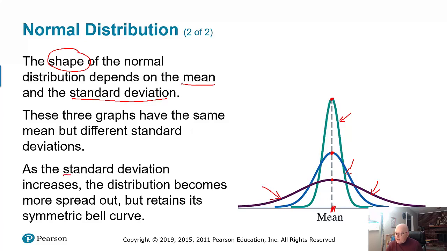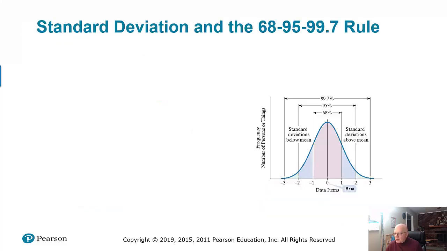When the standard deviation increases, your curve gets more spread out. Now we get to the 68, 95, 99.7 rule. What that means is, here's your curve. It's green in this case, or blue, whatever. Here's the mean right in the middle.